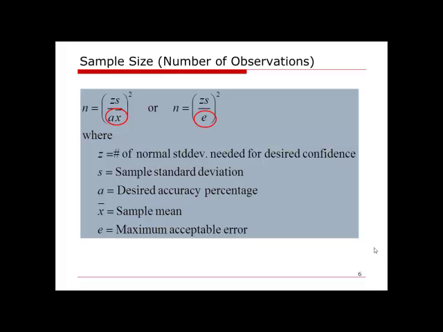maximum acceptable error. So these two equations basically answer the same problem. The only difference depends on how we use the error. Is the error directly given, or is the error given as a percentage of the sample mean? This will determine which formula we use.